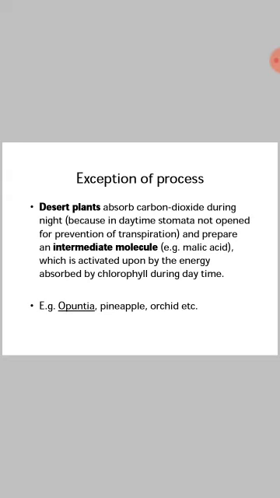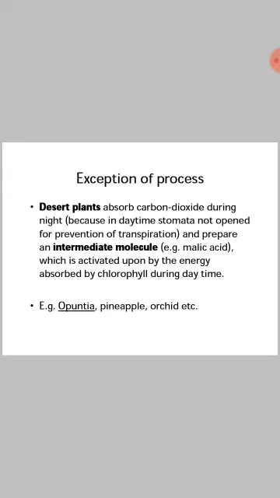So this plant opens its stomata in the night, and at that time it absorbs the carbon dioxide. In daytime they do not absorb carbon dioxide, because their stomata are closed. Only at night, when they open the stomata, do they absorb carbon dioxide, and after absorbing it they make an intermediate molecule, for example malic acid. This is an example of an intermediate molecule produced in plants present in the desert. So malic acid is an intermediate molecule.